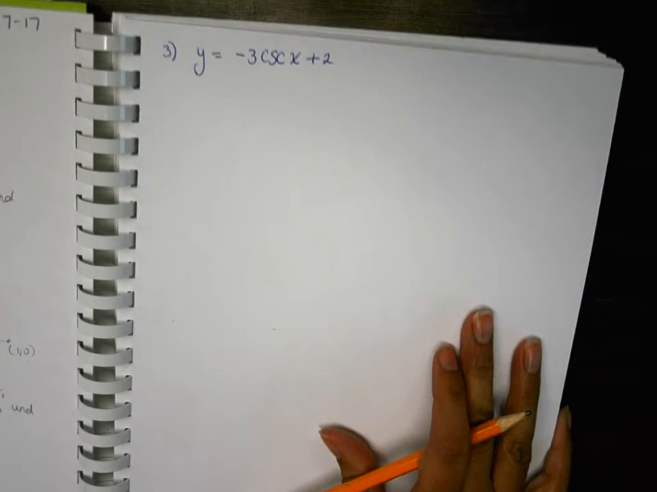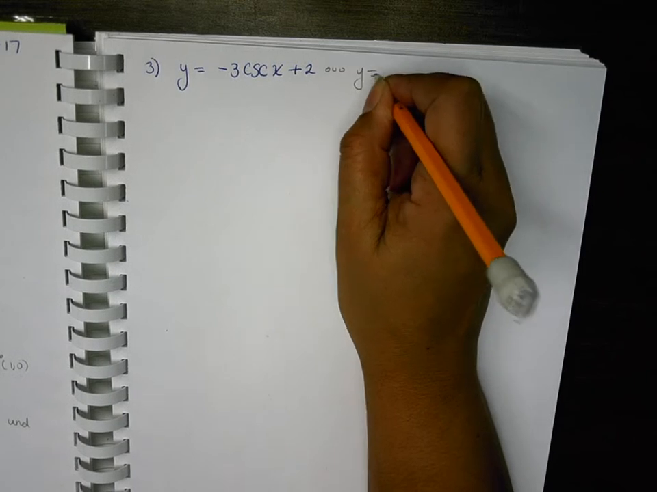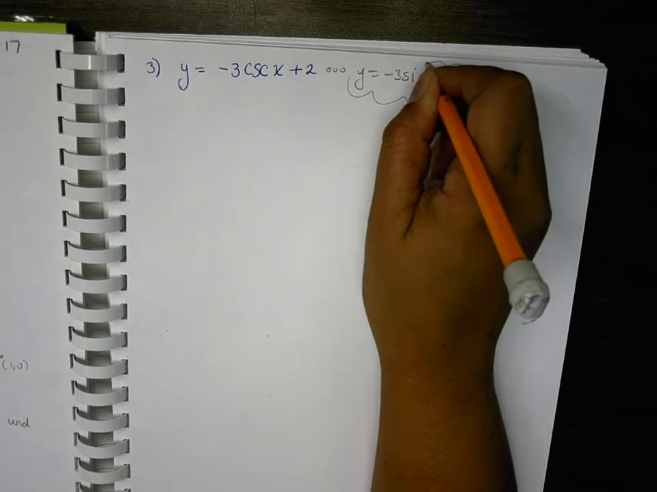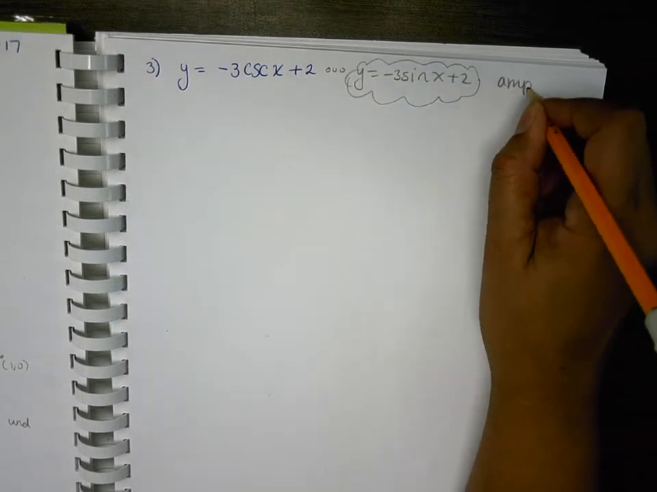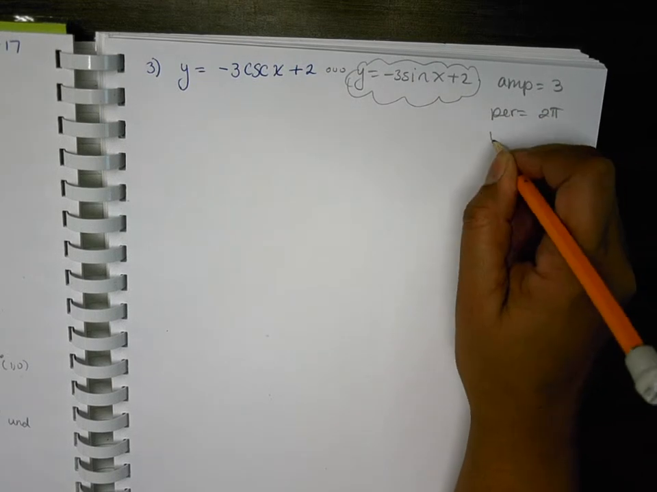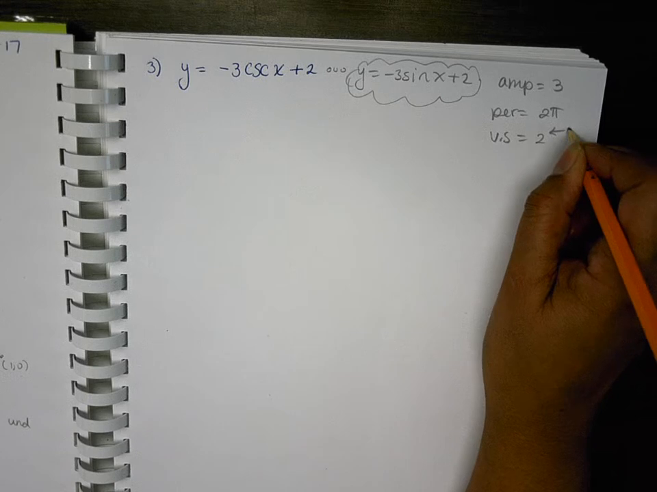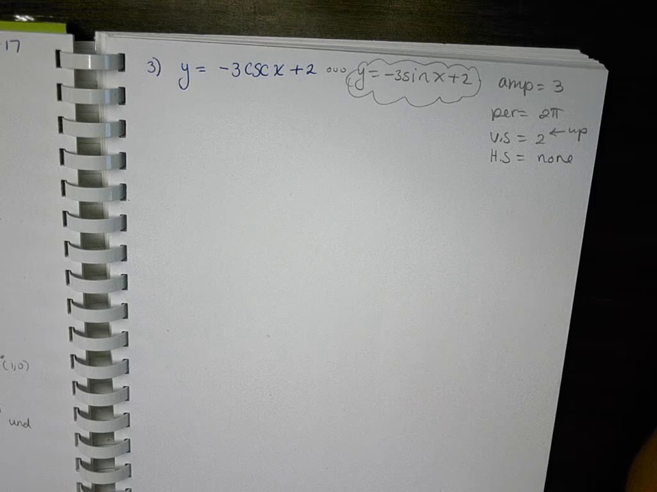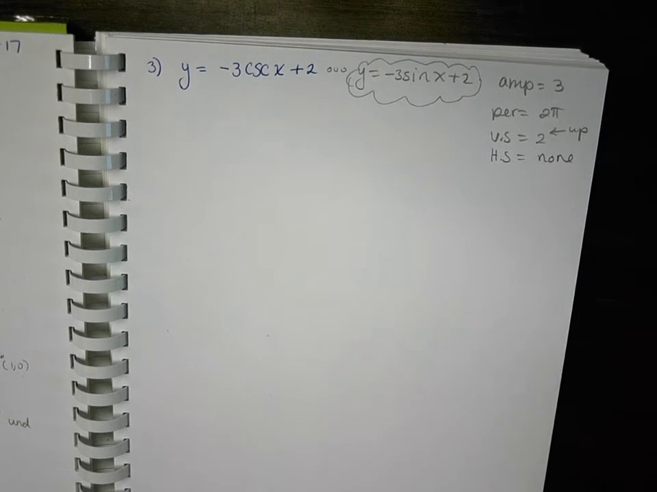So what graph should you be thinking of? Sine. Y equals -3 sine x +2. What is your amp? Period. 2 pi. And vertical shift? Up 2. And is there a horizontal shift? Okay, you guys want to try it on your own? Or do you want me to just show you how to do it? Show, and I will because you weren't here in the beginning.